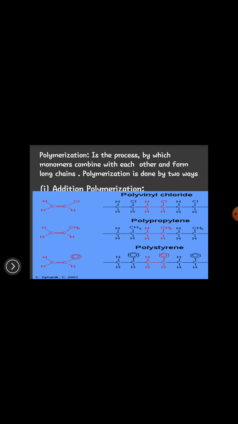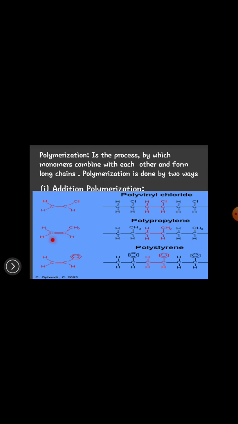As we have understood, polymerization is a process by which the monomers combine with each other and form long chains. There are two types of polymerization processes. One is called addition polymerization. The addition polymerization, as the name tells you, is adding up the monomers with each other, and this addition is done when the monomers are unsaturated, having a double or triple bond between two carbons.